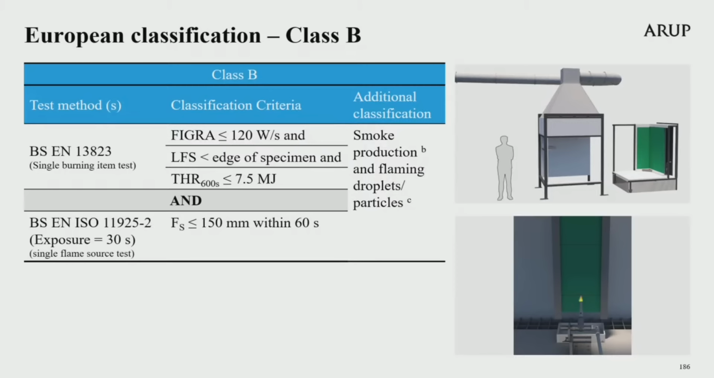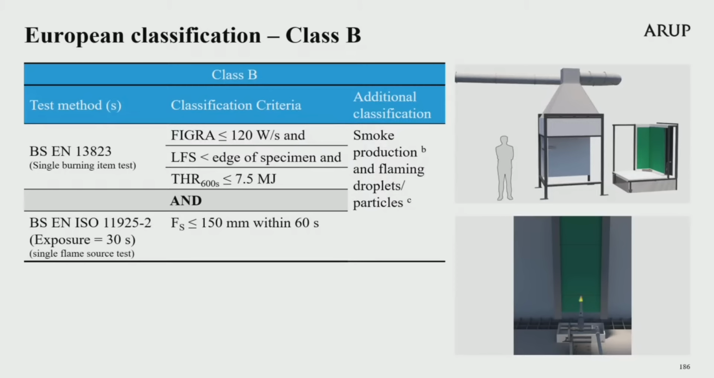The next 5 slides highlight the requirements to classify a material as Class B, C, D, E, and down to the lowest classification possible, F. As you'll see, the testing remains much the same, but the requirements when analysing the data recorded in the test become less onerous as the classifications move down to F.